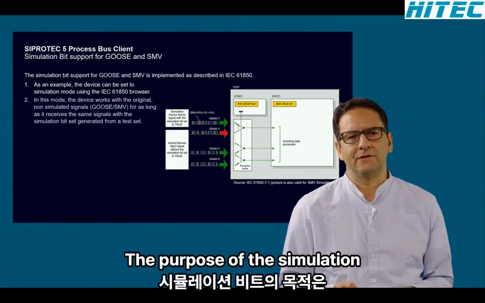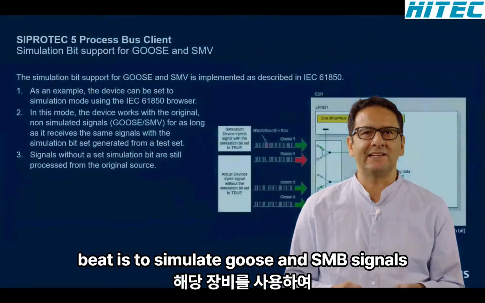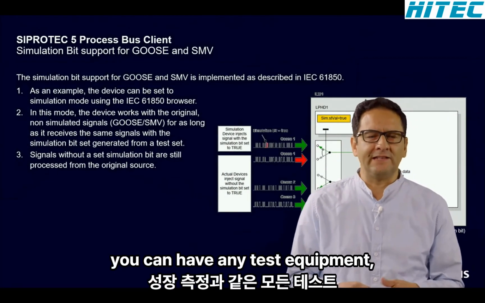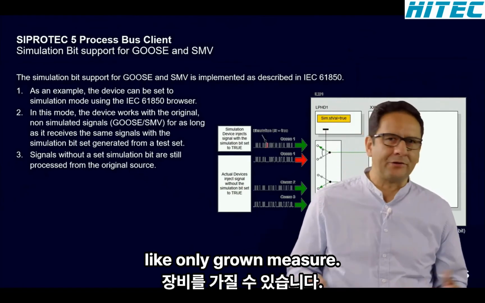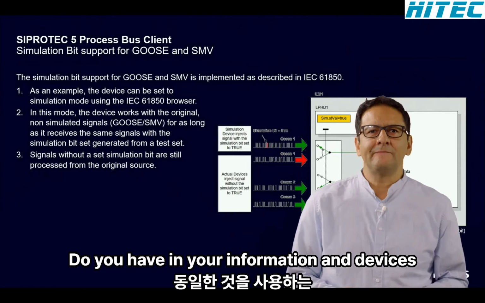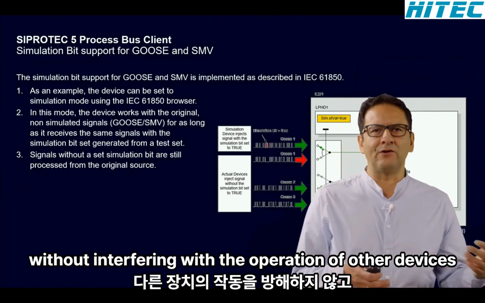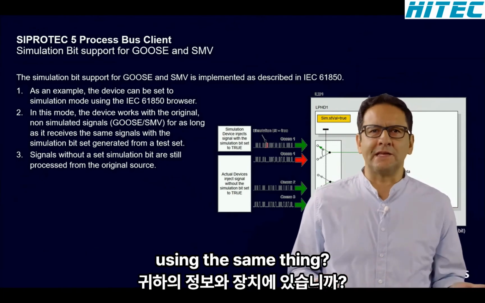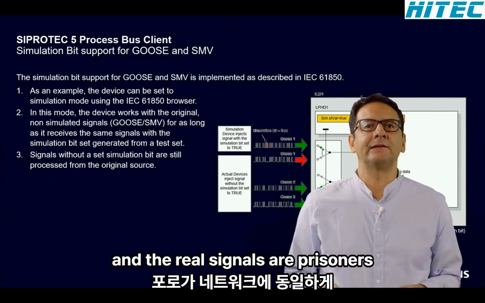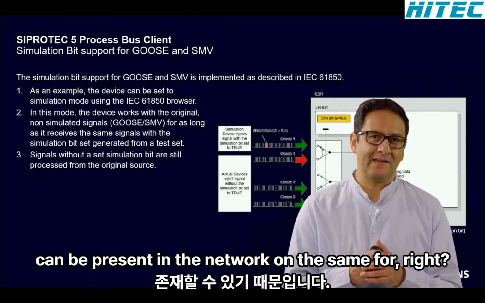The purpose of the simulation bit is to simulate GUS and SMV signals using test equipment. You can have any test equipment like Omicron, Megger, Doble, whatever you have in your installation, and test the subscriber devices without interfering with the operation of other devices using the same signals. The simulation signals and the real signals can be present in the network at the same time.